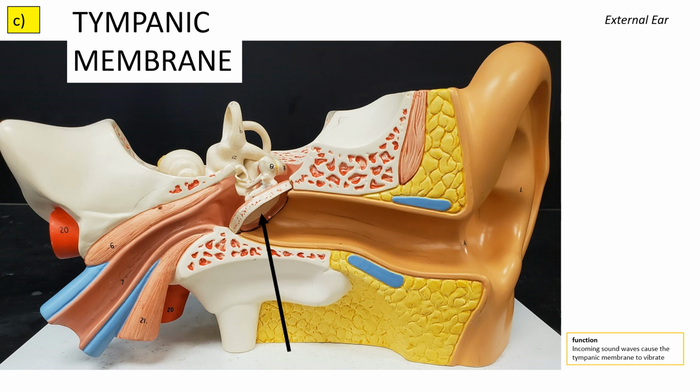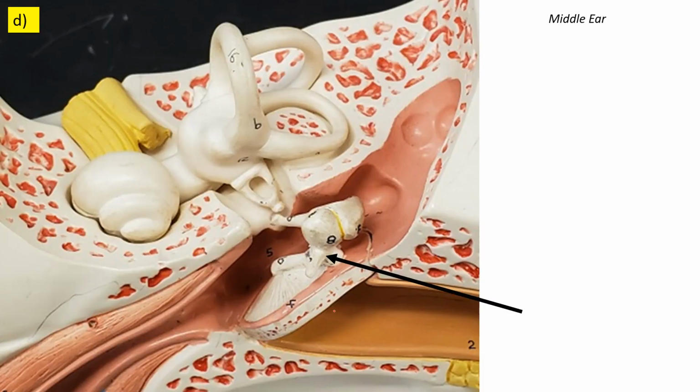So the function of the tympanic membrane is to take those sound waves, and it's going to cause them to vibrate. So those sound waves are going to come in, hit this tympanic membrane, and then they're going to start to vibrate. Now, these vibrations are going to get passed through, those sound waves are going to get converted to vibrations. They're going to get passed to these 3 little bones in the ear.